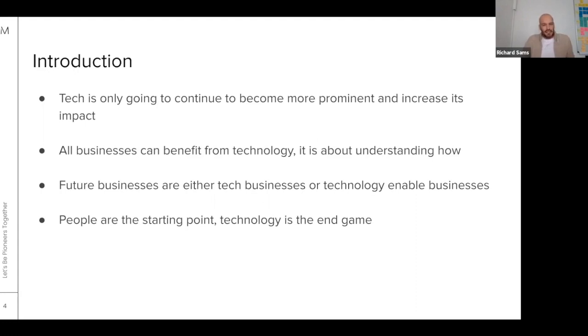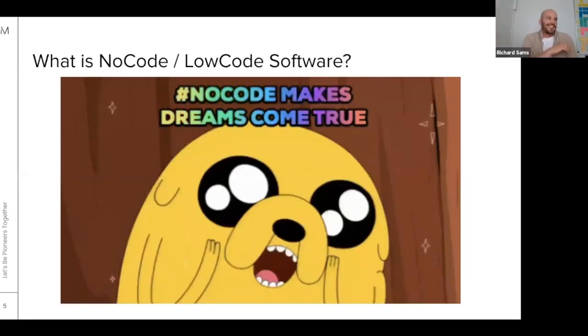It's not a case of building tech for tech's sake. It's having a clear understanding of what you're actually going to be building for. Okay, so this kind of seems like a bit of a silly gift, but it's actually got a fair amount of realism to it. No code makes dreams come true.